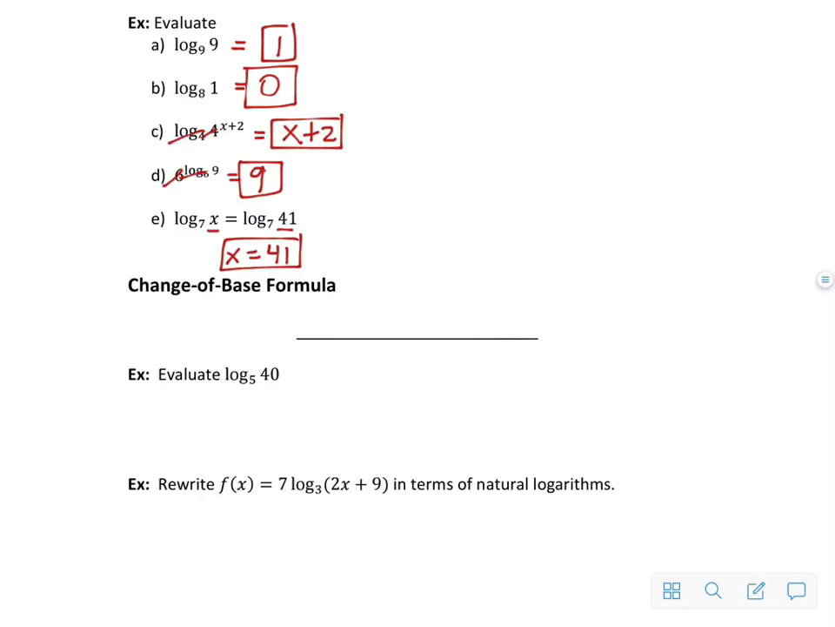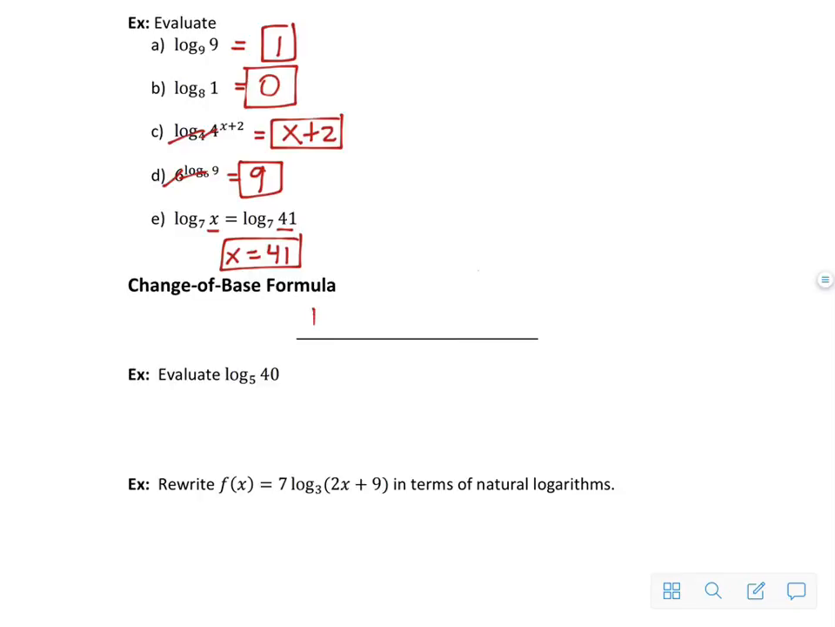Alright, the last thing I want to do in this short first video is to talk about the change of base formula. The change of base formula is what allows us to use our calculators to find logarithms that aren't in the calculator. Remember that your calculator does not have a log base 5. It only has a natural log and a common log. So in order to find the log base 5, we're going to use the change of base formula.